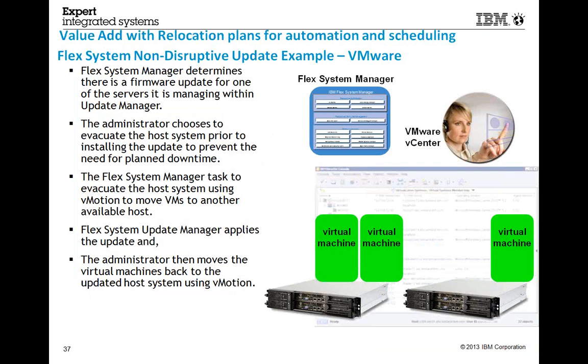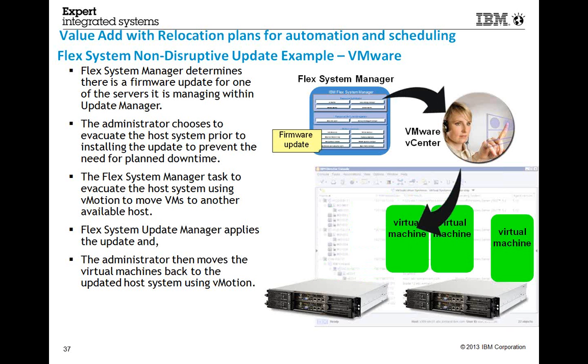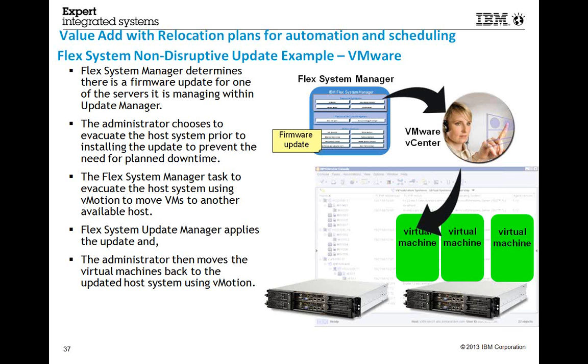So, for example, you're creating a logical plan, right? Now, if you want to do a firmware upgrade on a physical server, what you would do is a non-disruptive update. Now, I'll explain how that works. FSM determines that there is a firmware update for one of the servers it is managing in the update manager, right? So the system admin chooses to vacate the host system prior to installing the update to prevent the need for a planned downtime. So you do a vMotion and you move the VMs.